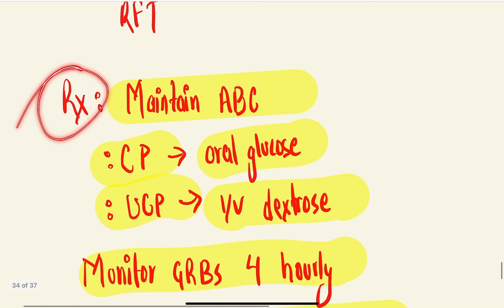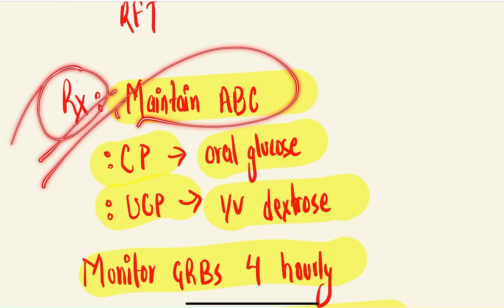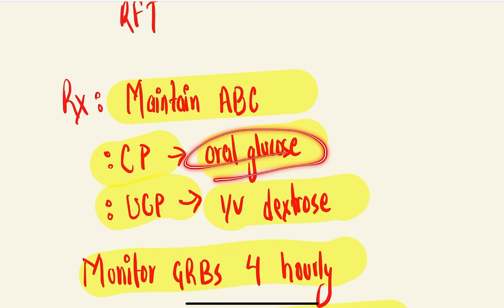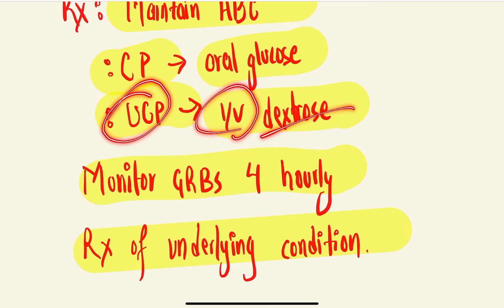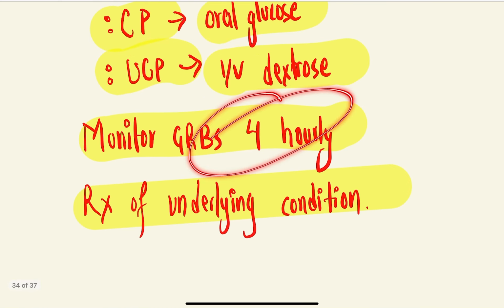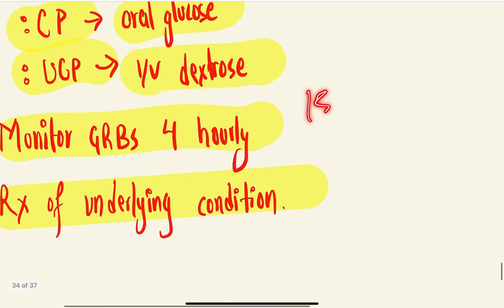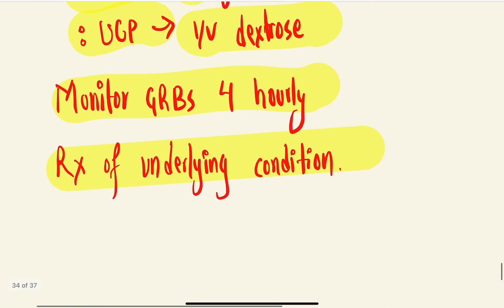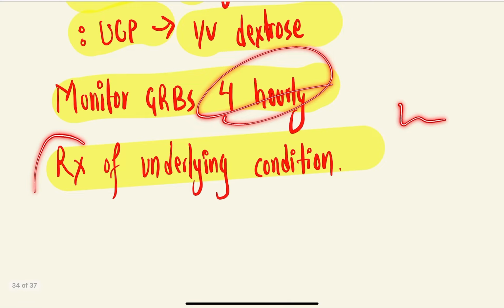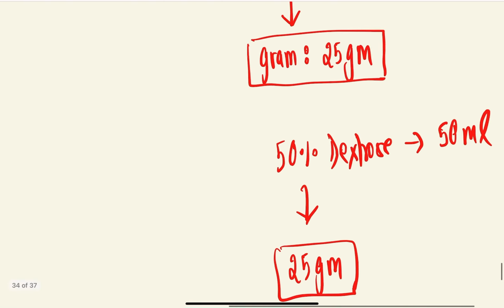In the treatment part, we should maintain airway, breathing, and circulation. If the patient is conscious, we can go for oral glucose. But if the patient is unconscious, we should give IV dextrose. We should monitor every 4 hourly. For the first 15 minutes, it should be checked at 15 minute intervals, then hourly, then 4 hourly. And we should treat the underlying condition as well.